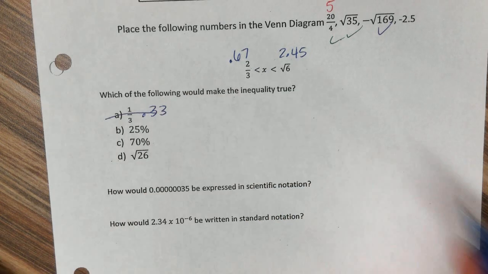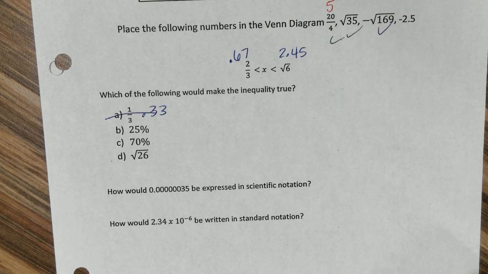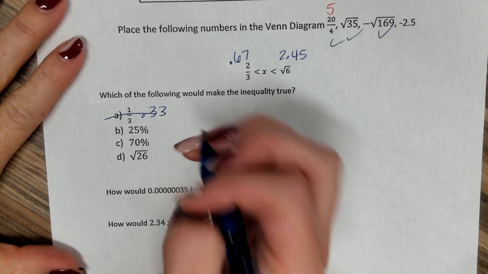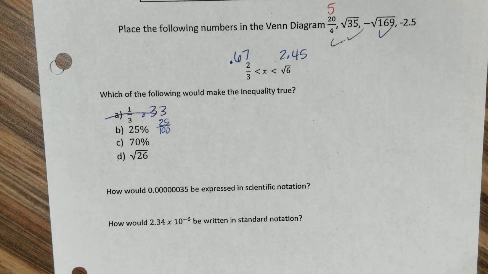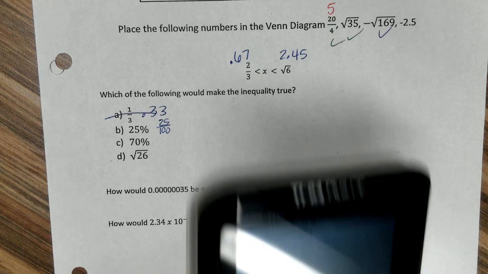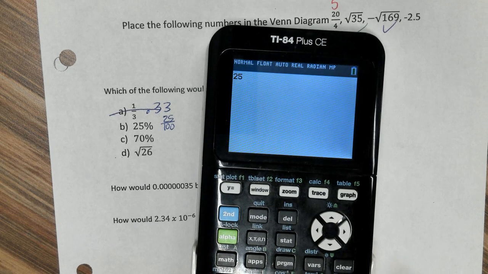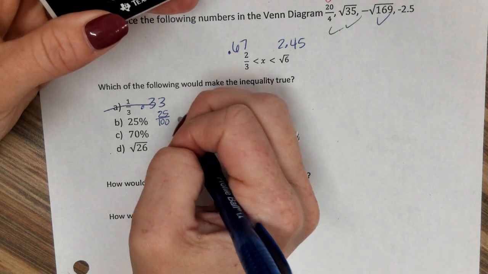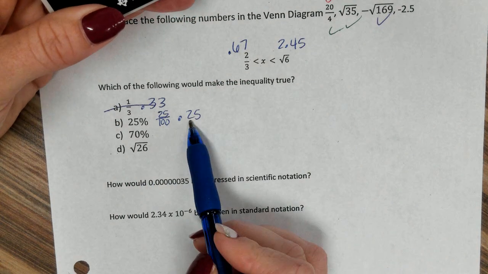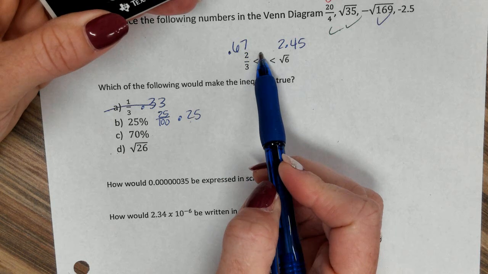So no, it wouldn't. Now, it's been a long time since we've done this. How do you change a percent to a decimal? Put it over 100. So you would say, what is 25 over 100? Because percents are based on 100. So if you want, you can just divide, or you can use alpha y equals, it doesn't matter. 25 divided by 100 is how much? 25 cents. Would 25 cents fit in the middle? No, it's too small.